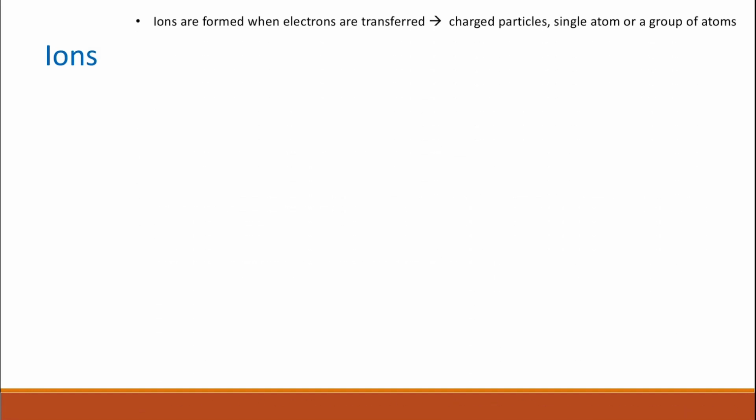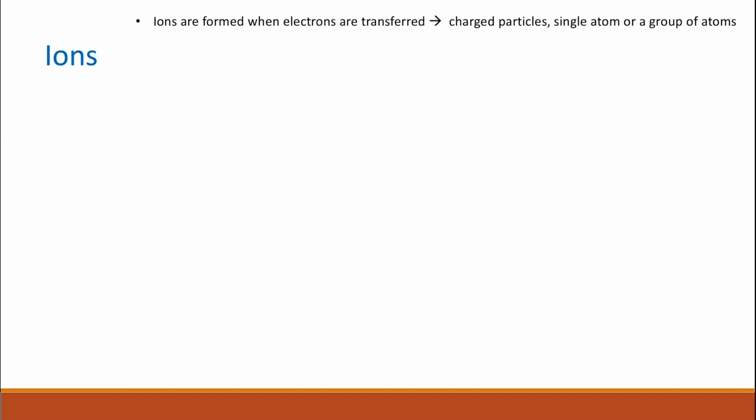Ions are formed when electrons are transferred. Elements are non-charged. They are neutral because the number of positively charged protons inside the nucleus equals the number of negatively charged electrons that orbit the nucleus. When different atoms gain or lose electrons, they become charged and they become ions.